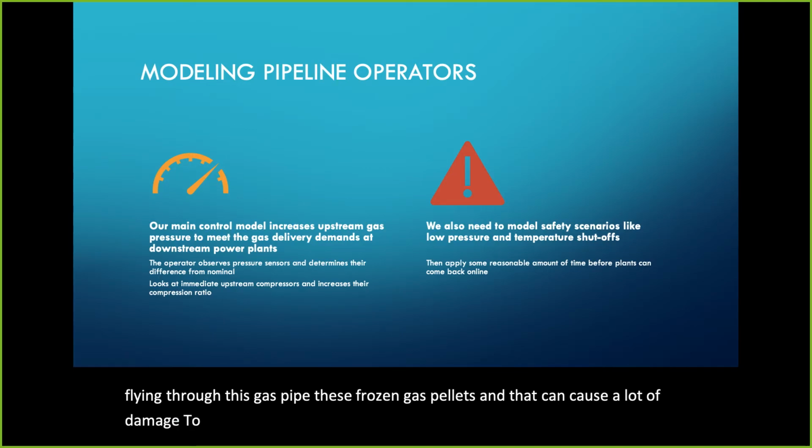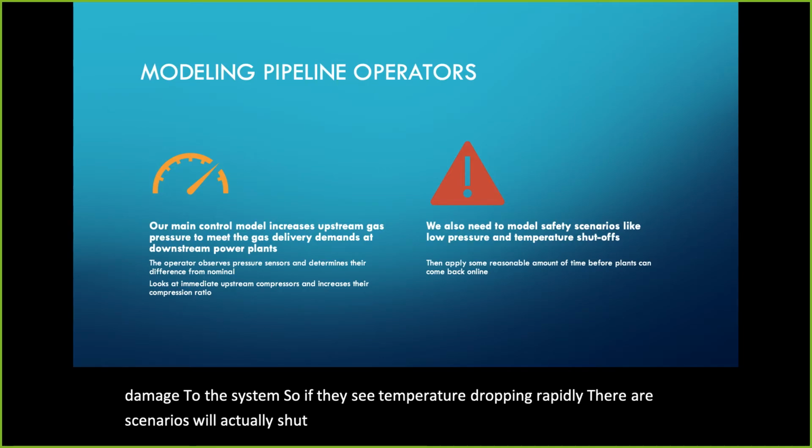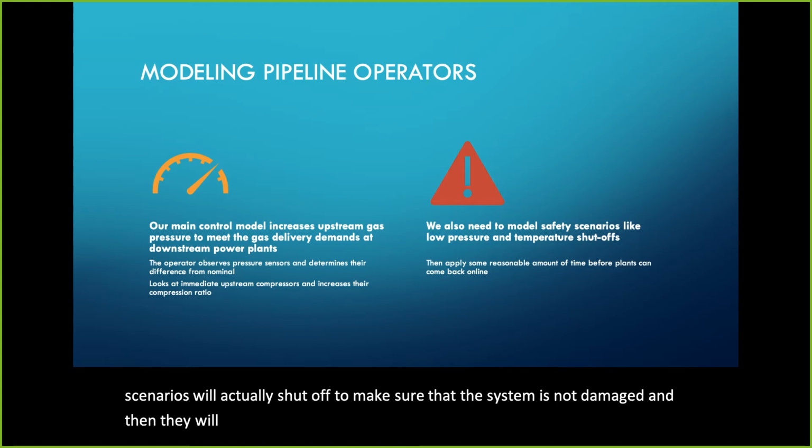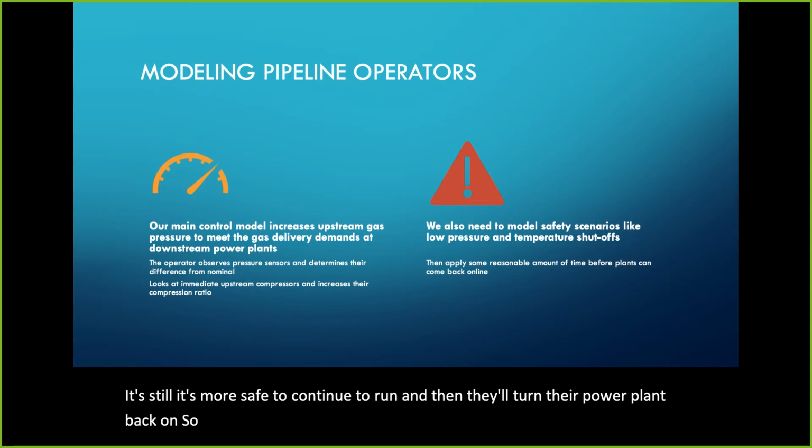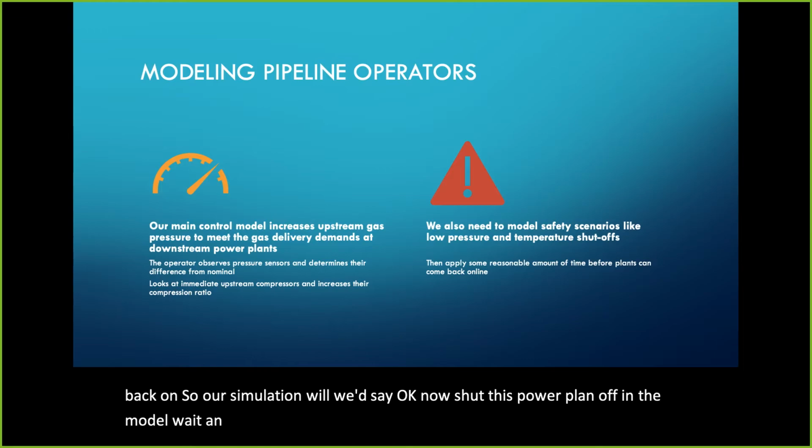So if they see temperature dropping rapidly, there are scenarios where they'll actually shut off to make sure that the system's not damaged, and then they will wait till it's more safe to continue to run, and then they'll turn their power plant back on. So in our simulation, we'd say, okay, now shut this power plant off in the model, wait an hour, and then turn it back on or something like that. So we have to be able to model that with our operator as well.